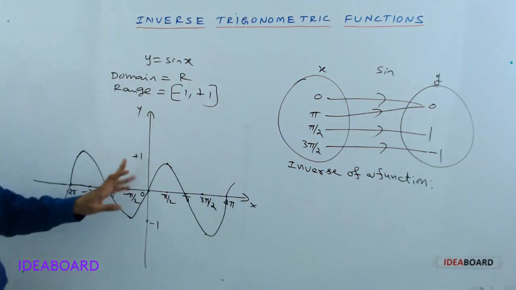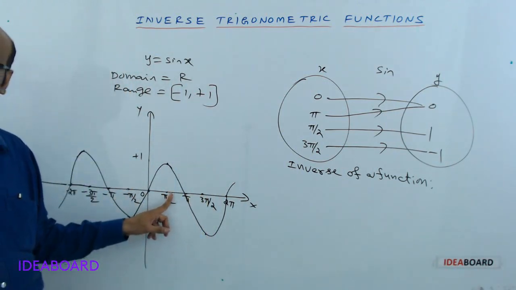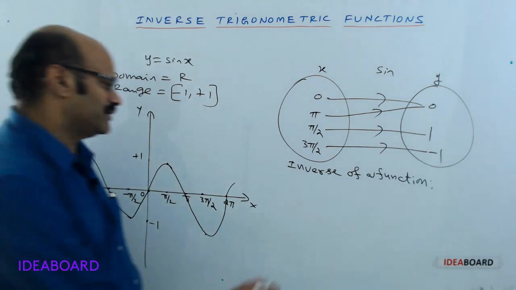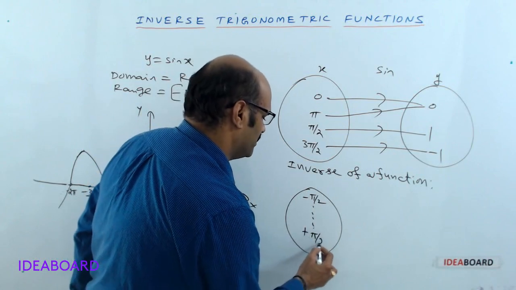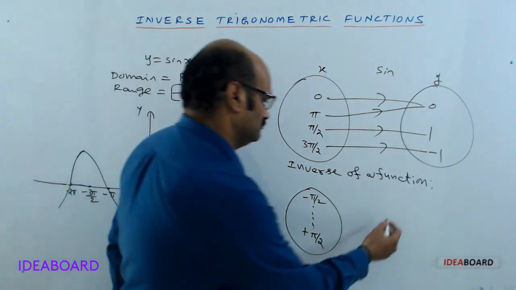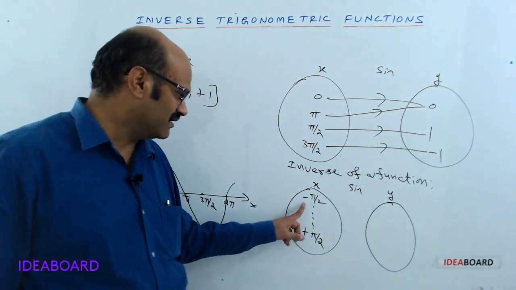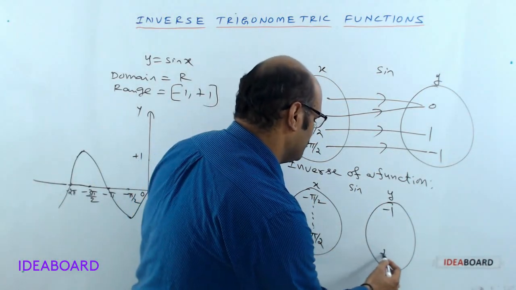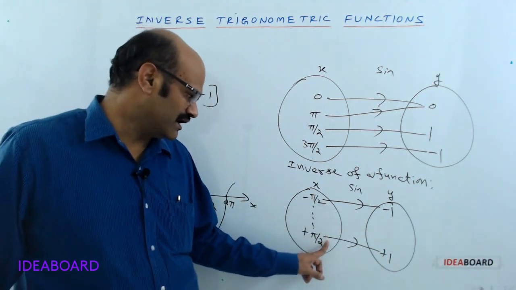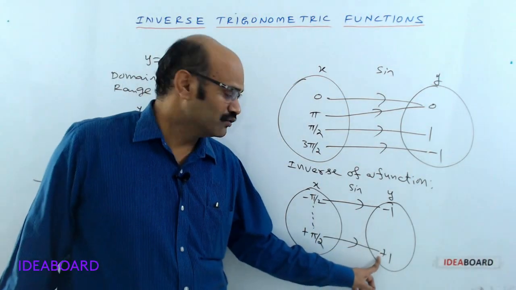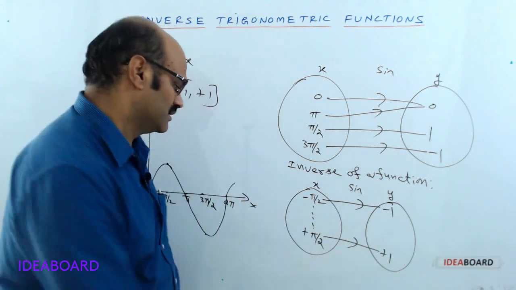So here we have to restrict the domain from -pi by 2 to +pi by 2. If you take -pi by 2 to +pi by 2 for the sine function, here you have x, here you have y. Sine of minus 90 is minus 1, sine of plus 90 is plus 1. Each and every element of the domain has only one image. So we say that it is a bijective function. Clearly it is bijective.